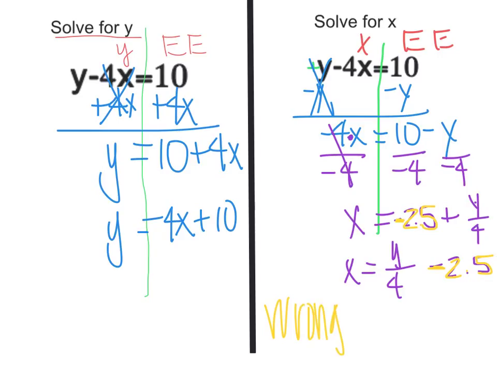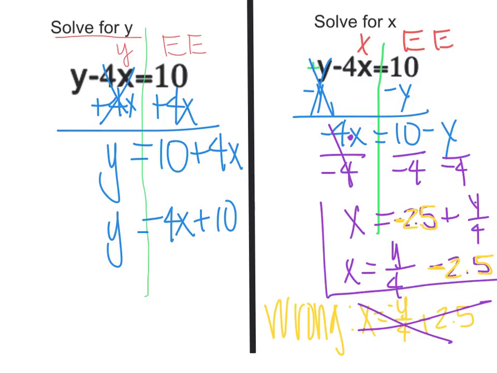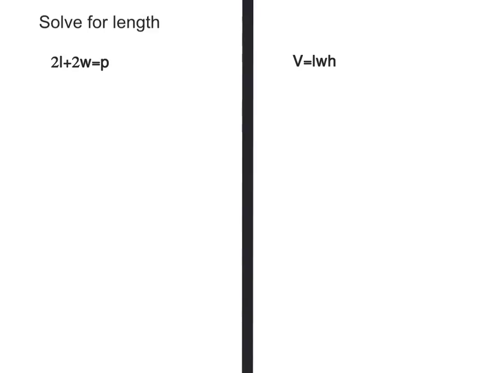It would be wrong if you wrote it as x equals y negative y over 4 plus 2.5. That is not correct. Okay, that is incorrect. So we could either write it as x equals negative 2.5 plus y over 4, or x equals y over 4 minus 2.5.